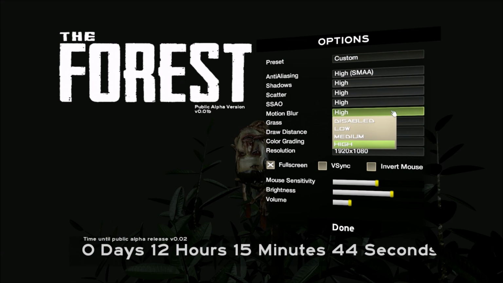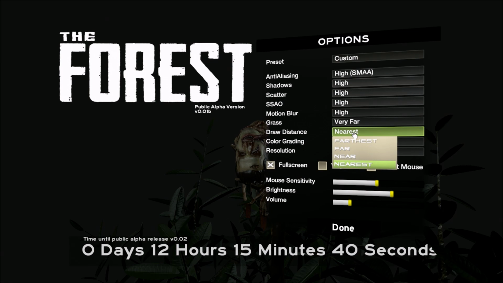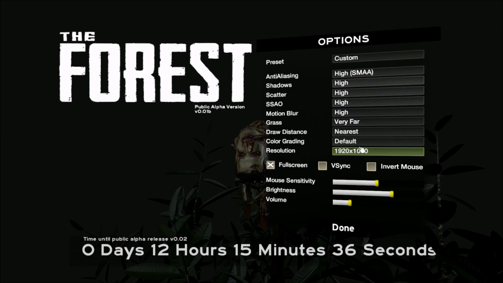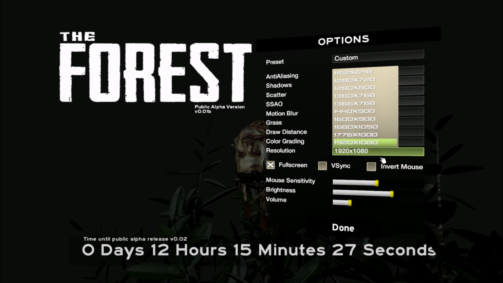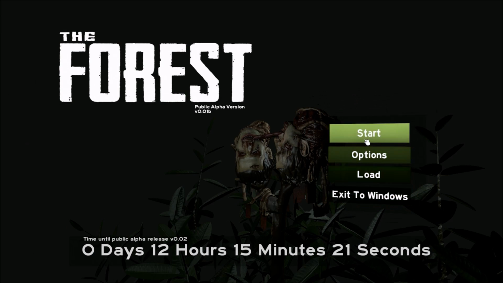So everything's at the highest for me, and even draw distance. I don't know why it's there, but there's different styles of color grading. Resolution at 1920 by 1080 is the highest. V-Sync I do not have on, and the rest is how it should be.